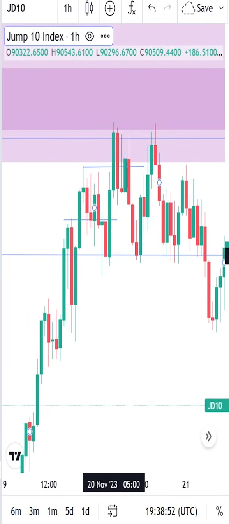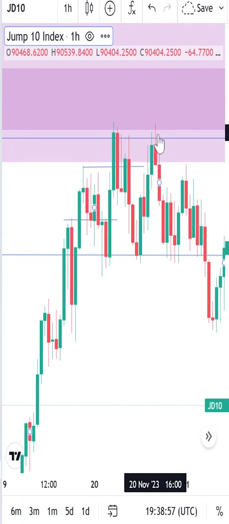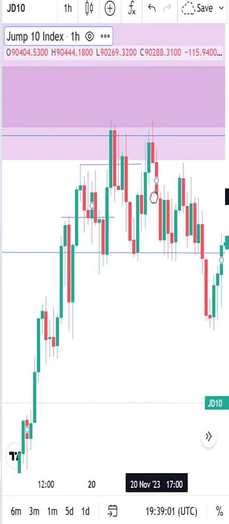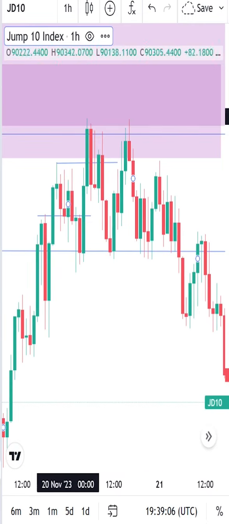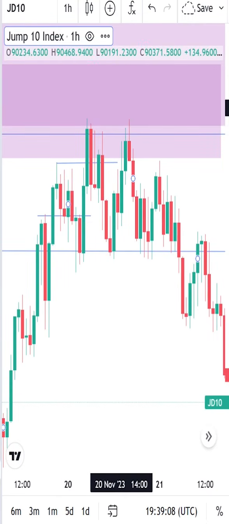So you see, this low is important because it created this high, and then when it moved back up, it could not break this high. So it's not a continuation. It's signaling that price is about to reverse from this powerful level.